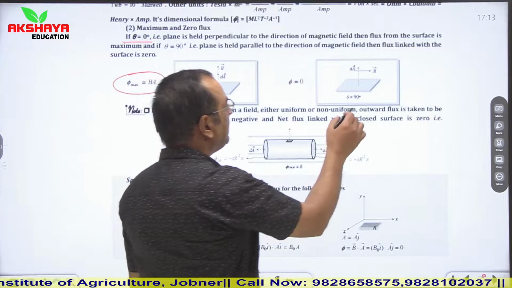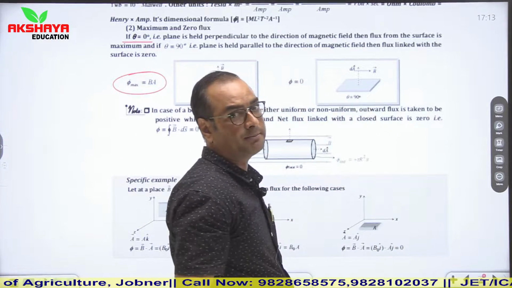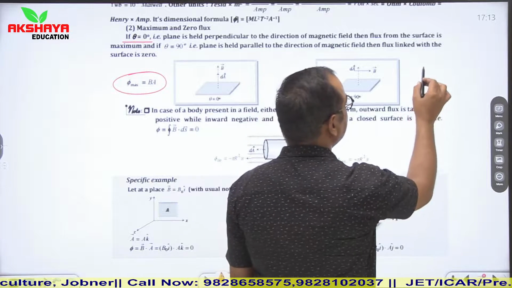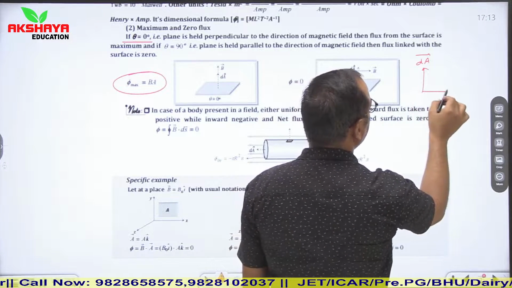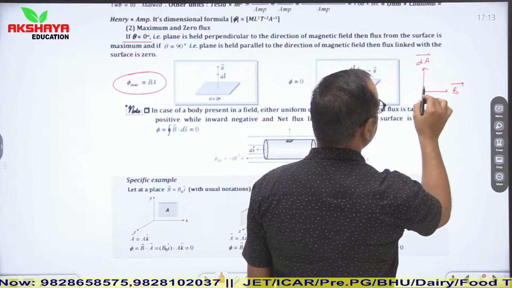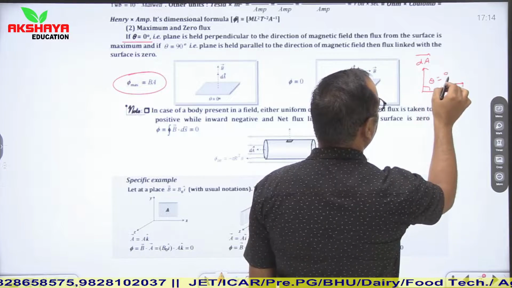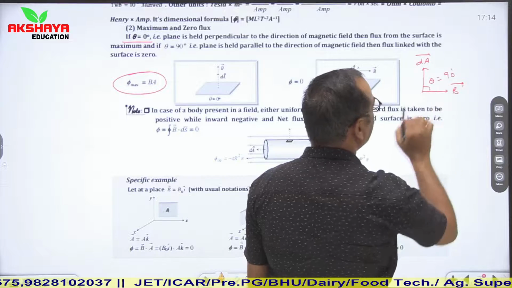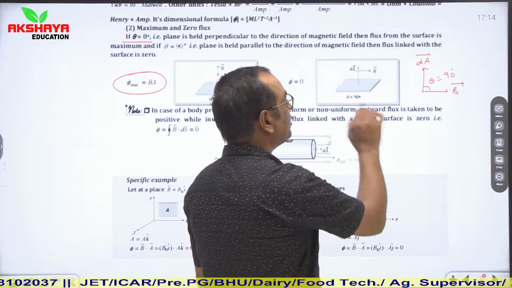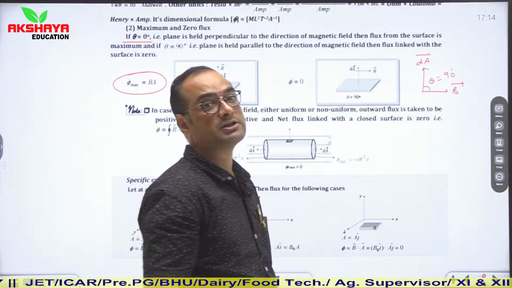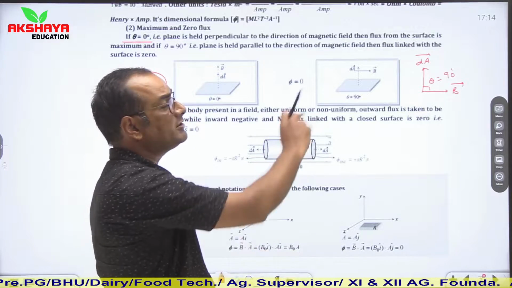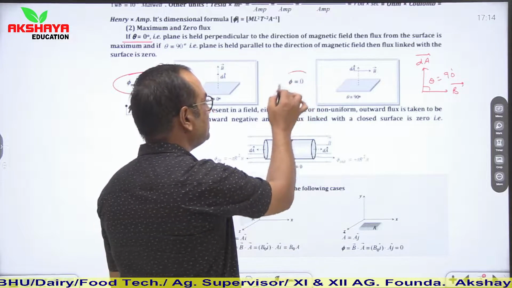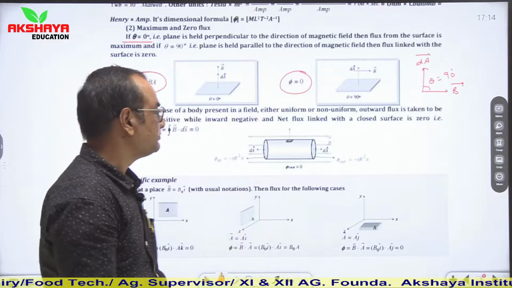And if the magnetic field and area vector are perpendicular, let us say this is the direction of area vector and this is the direction of magnetic field, then theta becomes 90 degree, so cos theta becomes 0. Hence no magnetic field line passes through the given area. It means in this condition flux will be 0.